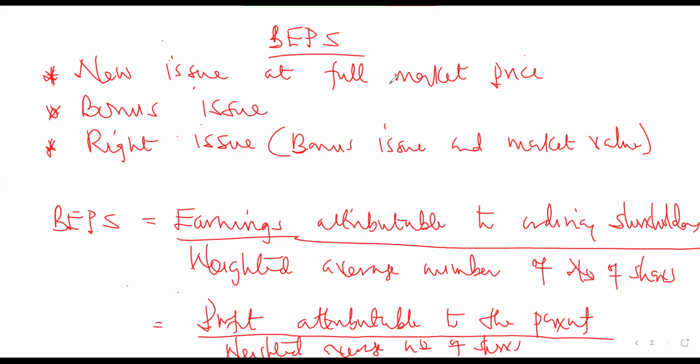But the question is, what constitutes the earnings to the ordinary shareholders? Please, whenever you are given preference shares, and it is cumulative preference shares or redeemable preference shares, these preference shares are treated as debt instruments under financial instruments.